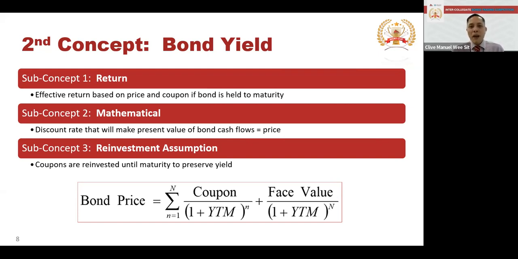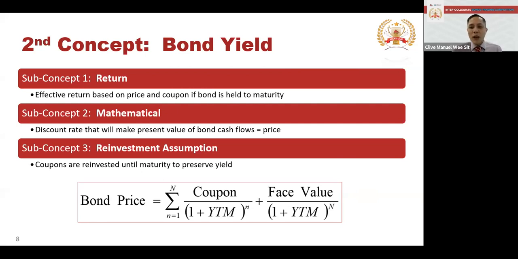Now, we can also think of the bond yield as a mathematical concept. The bond yield is a discount rate that you will be using to take the present value of all your future cash flows. And it's that discount rate that forces an equality between how much you should pay for the bond and the present value of the future cash flows.